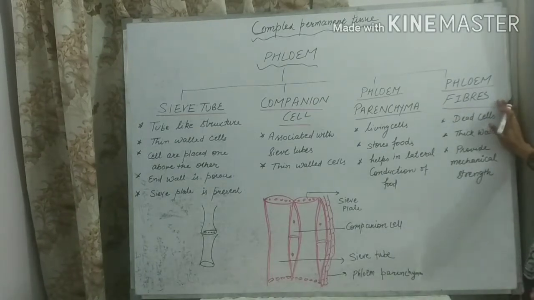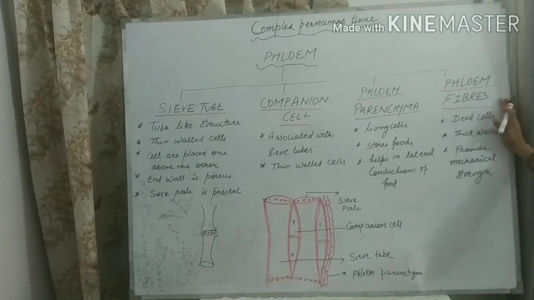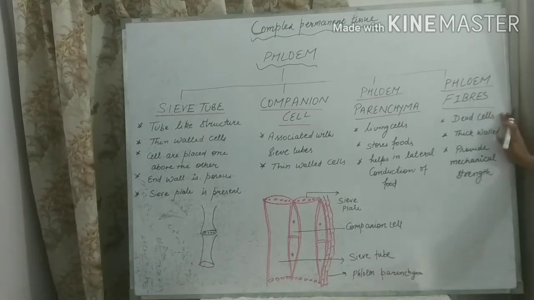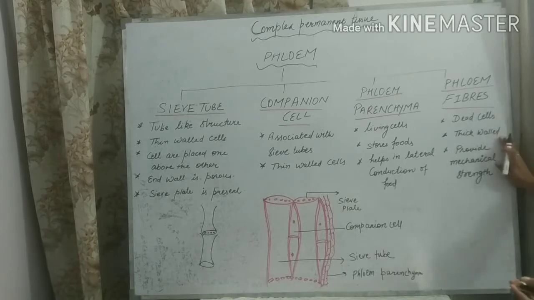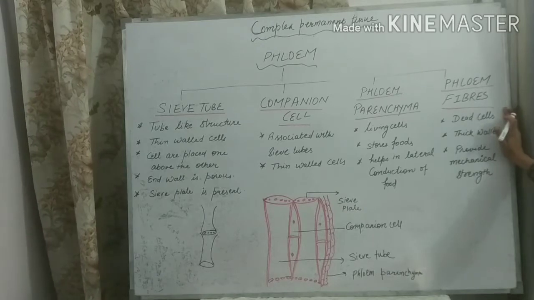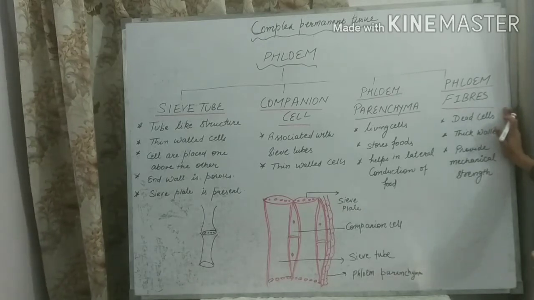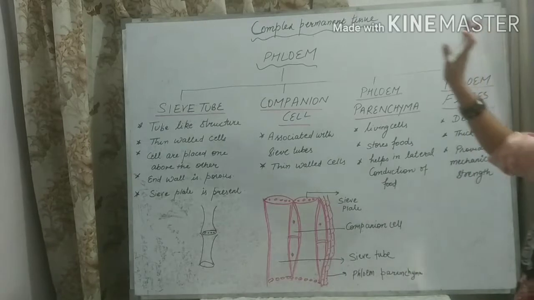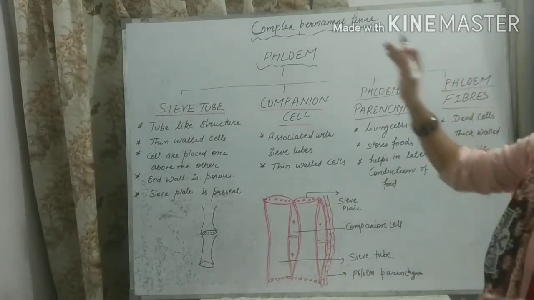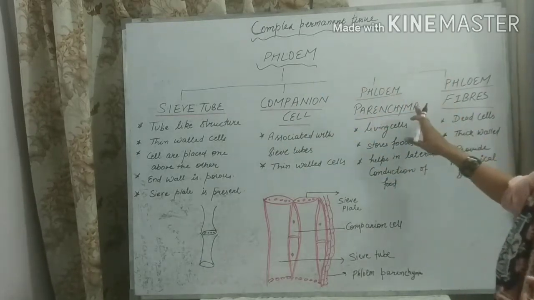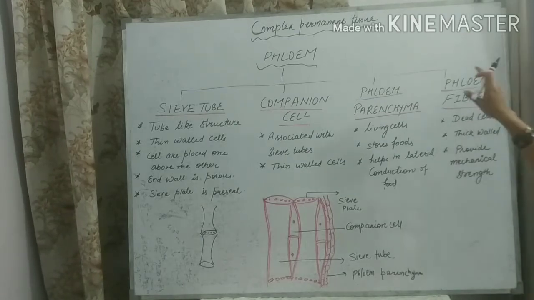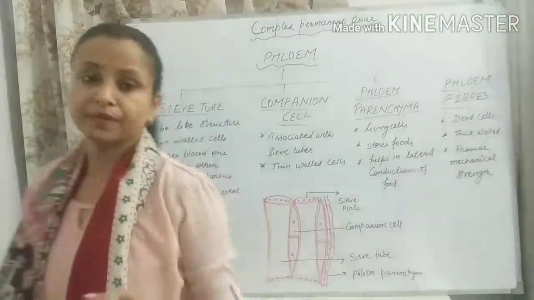Now the last type of cell of phloem tissue is phloem fibers. As we have read in xylem fibers, the fibers are made up of sclerenchymatous tissue. They are dead cells. They are thick walled because of lignin deposition, and the main function of fibers is to provide mechanical strength. Okay, so these are the four different cells of phloem. Among these four, sieve tubes, companion cells, and phloem parenchyma are living, and only phloem fibers are dead. So now we have completed phloem.